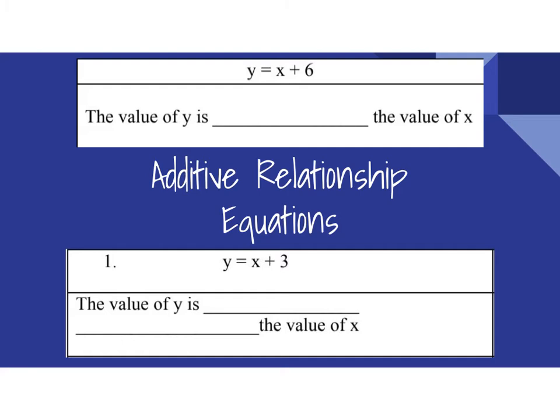Now let's identify some additive relationships from equations. Up above, we see y equals x plus 6. We know this is an additive relationship because addition is the operation in our equation. So we would state this equation as the value of y is 6 more than the value of x.